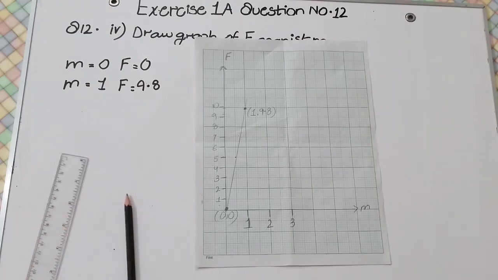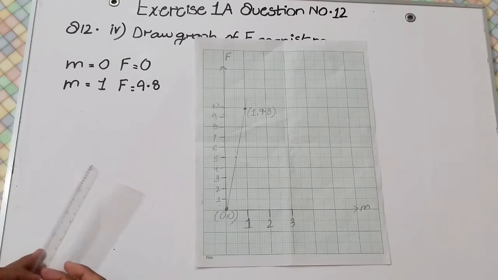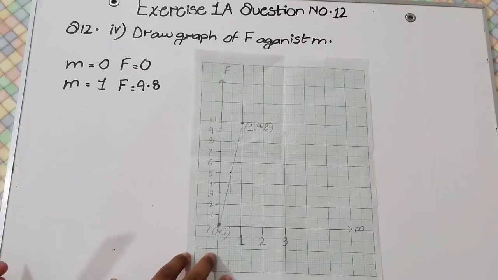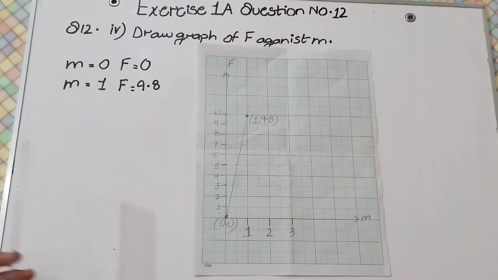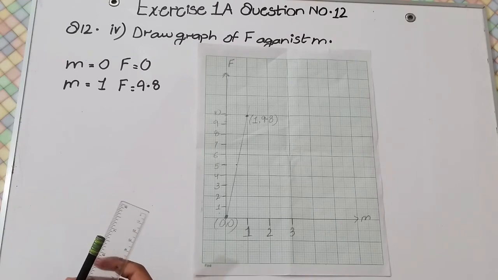So this was question number 12, part 4. We solved 4 parts of this question. In the first part we created an equation, and using this equation we solved the next 3 parts, and now we plotted the graph after finding the values in part 4. So this was question number 12 of exercise 1A D2, and in the next video we are going to come up with question number 13 of this exercise.